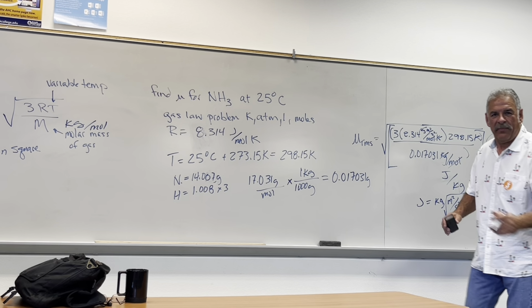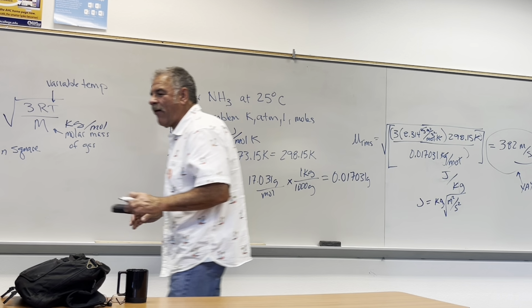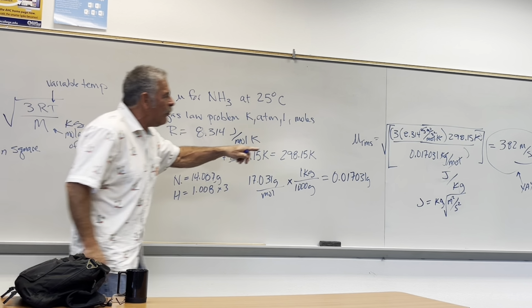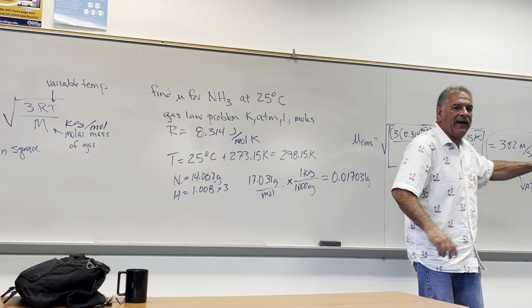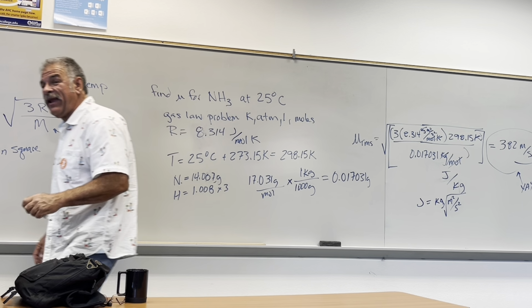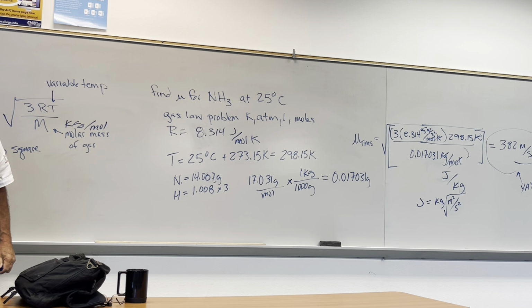So that's our speed. That's how fast the average gaseous ammonia molecule moves. If you have a mole of gas, you have 6.022 times 10 to the 23rd molecules of ammonia floating around at 382 meters per second. That's pretty fast, right? If you ran 382 meters per second, you'd be the fastest human alive.